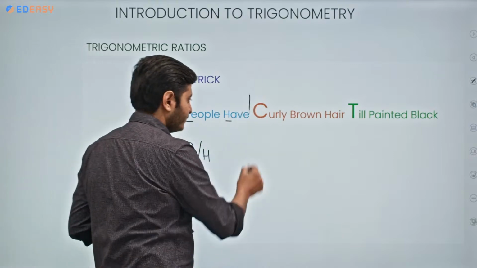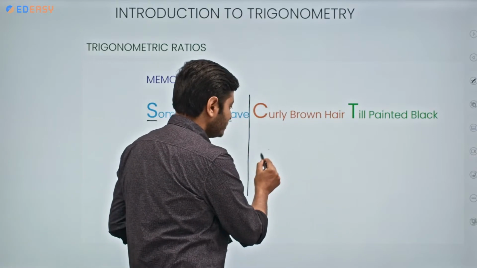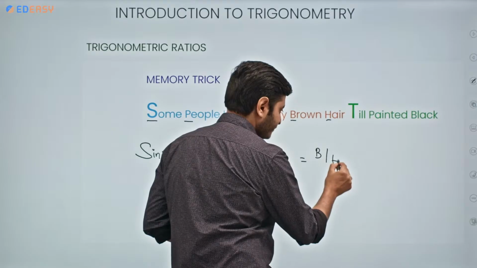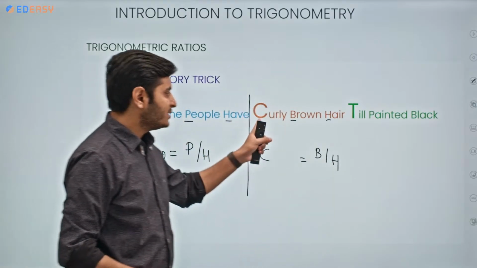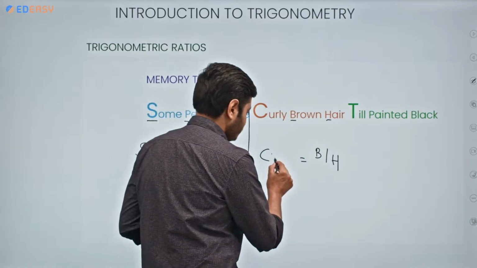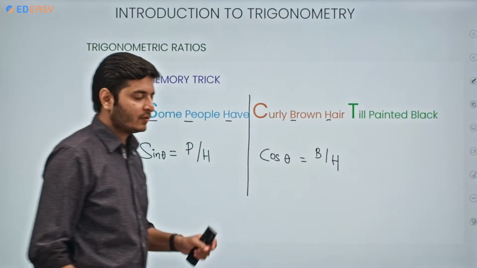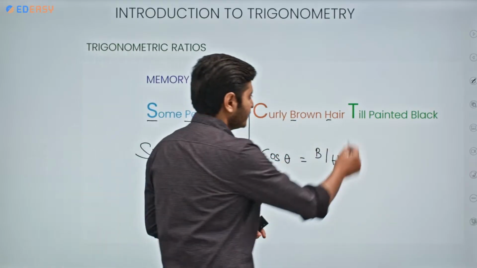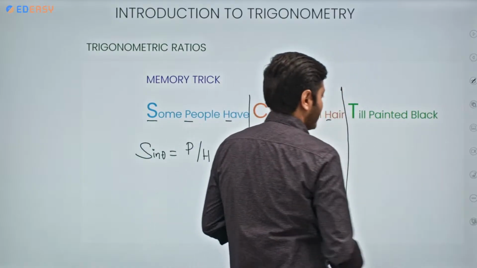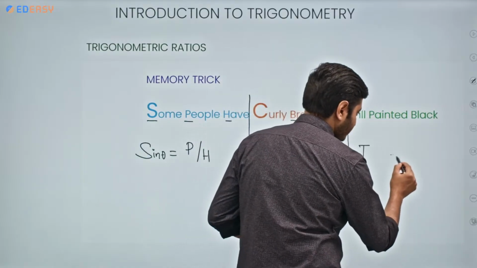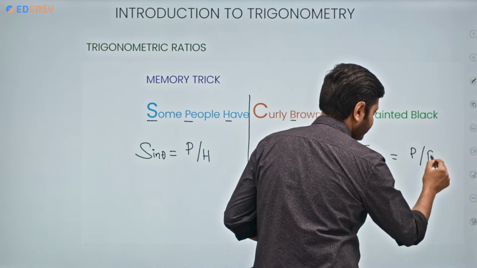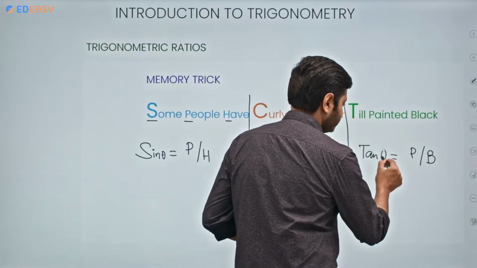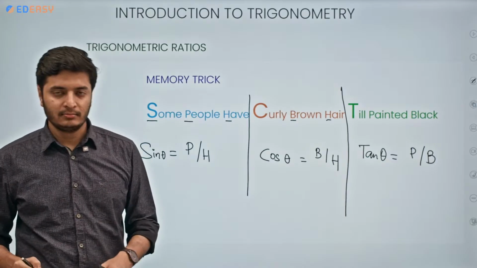Then look at this one. Curly brown hair. It means C is equals to B by H. What does C stand for? Cos theta. So cos theta is base by hypotenuse. Curly brown hair. Then the third part, till painted black, means T is equals to P by B. T stands for tan theta. Tan theta is perpendicular by base.